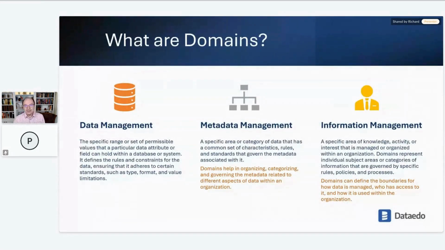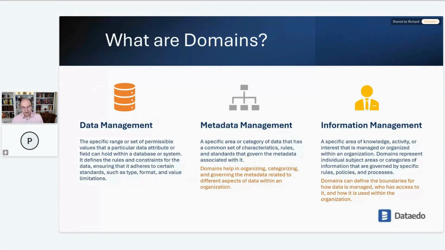Just like we mentioned a couple of weeks ago when we were talking about business glossaries, terminology is important. And that's where we're going to start this session today, with terminology. And by that, what is a domain? How do we at Dataedo define the word domain?